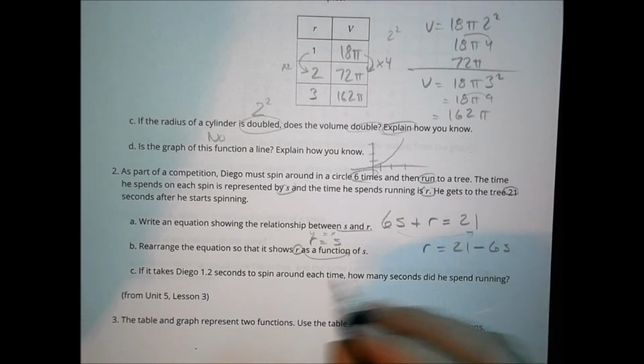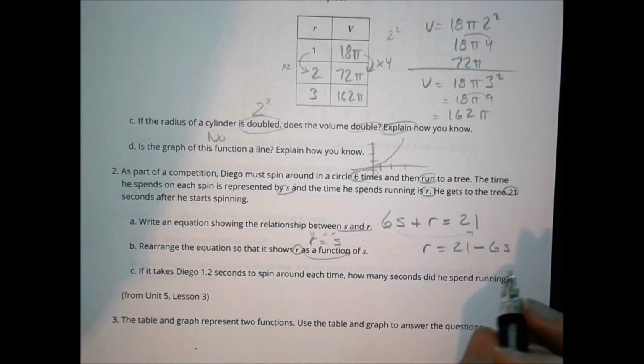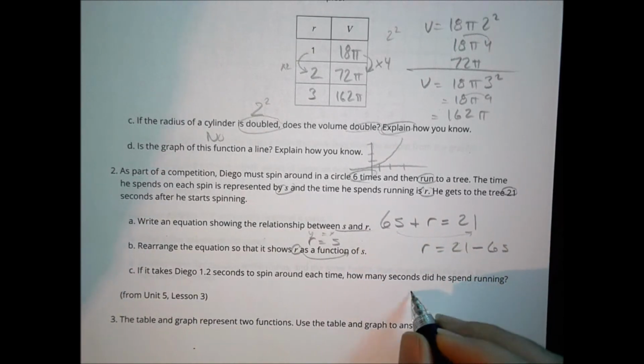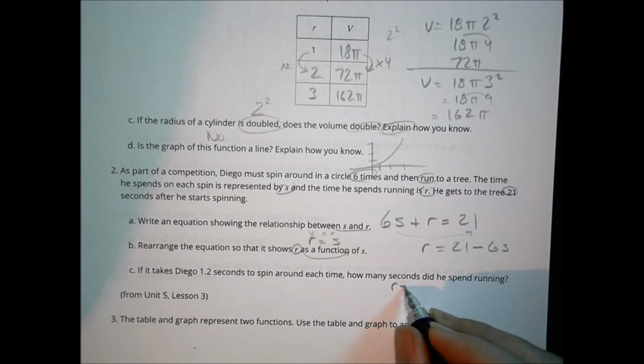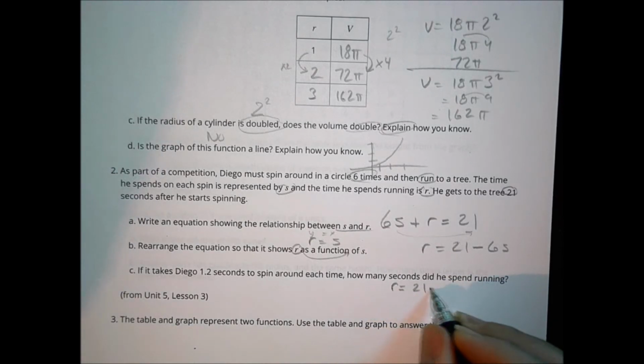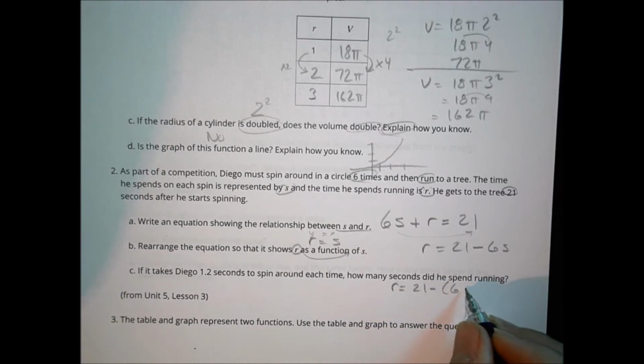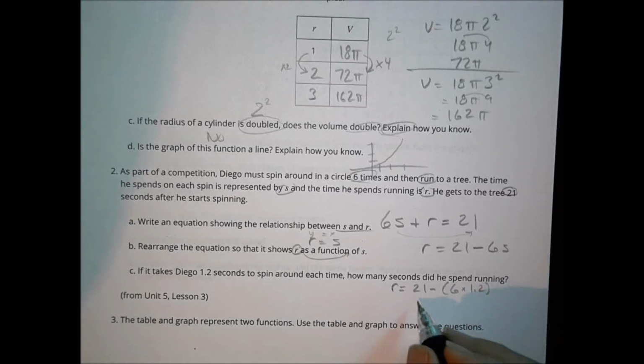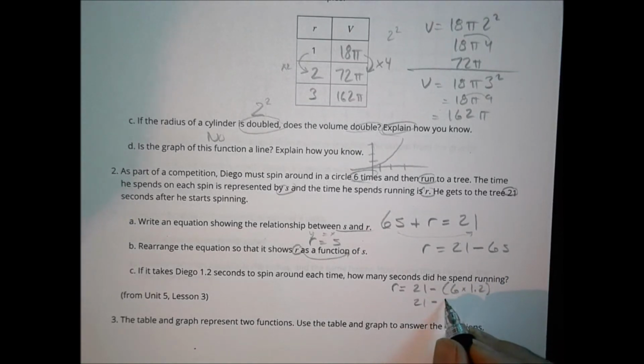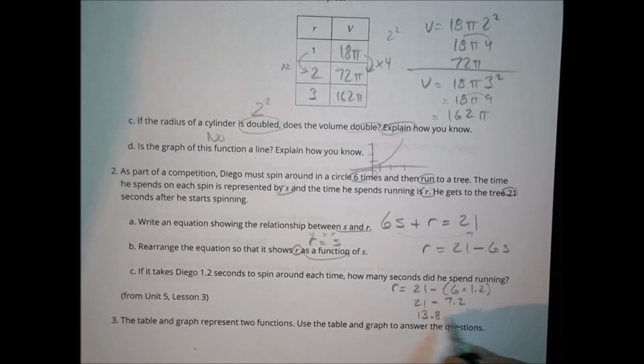If Diego takes 1.2 seconds to spin around, how many seconds does he spend running? So let's figure that out. That's going to be using the equation R equals 21 minus 6 times 1.2. 6 times 1.2 is equal to 7.2. So 21 minus 7.2 is 13.8 seconds. That's what our value of R would be.